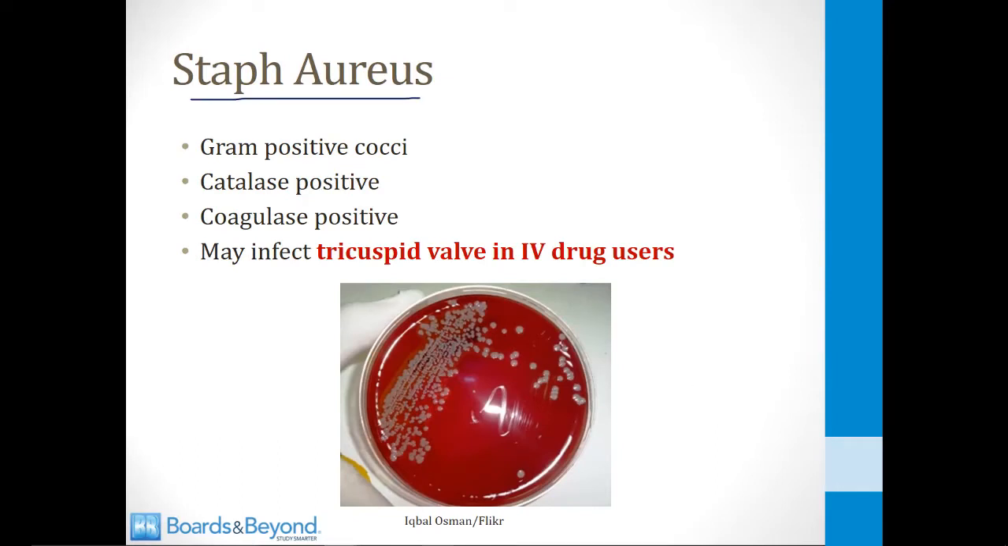Recall that Staph aureus is a gram-positive cocci. They are catalase positive. All staphylococci are catalase positive, and they are also coagulase positive, and this distinguishes Staph aureus from Staph epidermidis and other coagulase negative staphylococci. And the classic group of patients to become infected with this bacteria and develop endocarditis are IV drug users. They inject this bacteria into their veins using dirty needles, and because the veins travel straight to the right heart, they tend to develop endocarditis of the tricuspid valve.